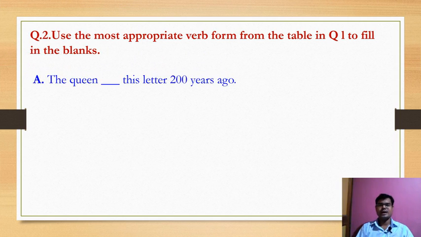The queen dash this letter 200 years ago. The queen wrote this letter 200 years ago. The queen has written this letter 200 years ago. So the correct answer is: the queen has written this letter 200 years ago.